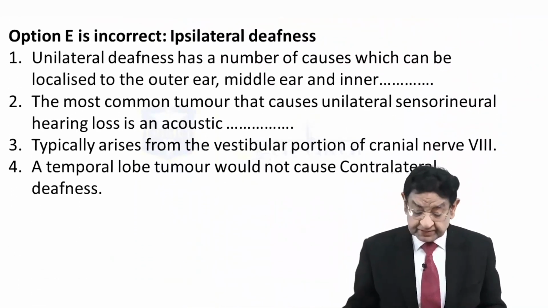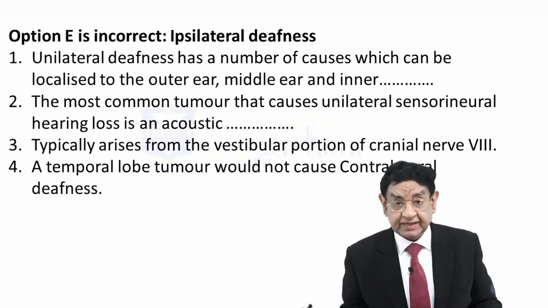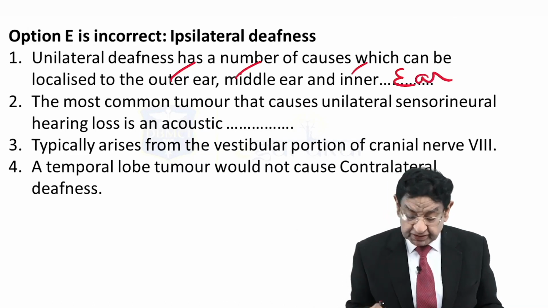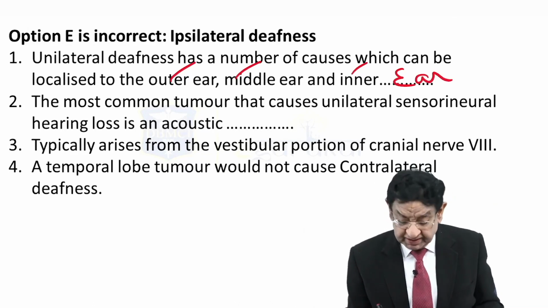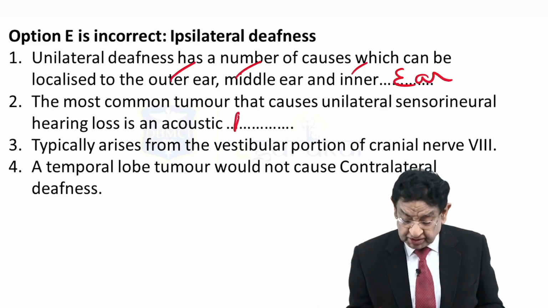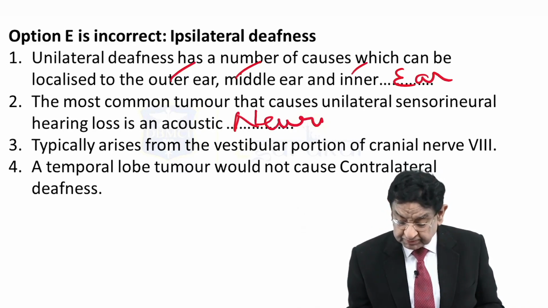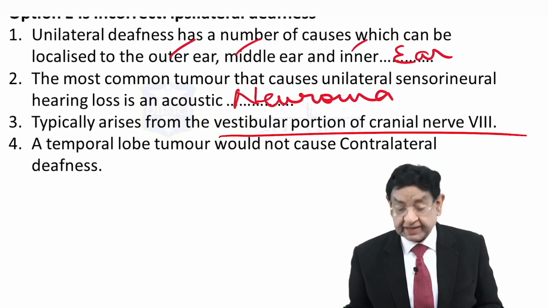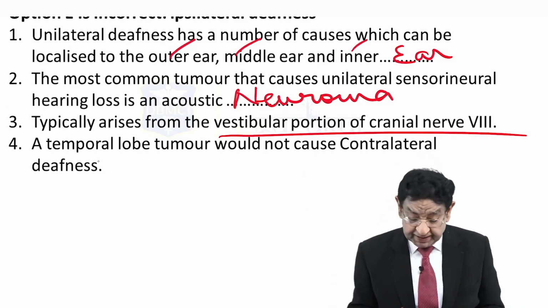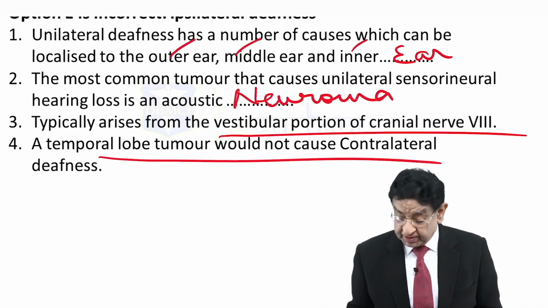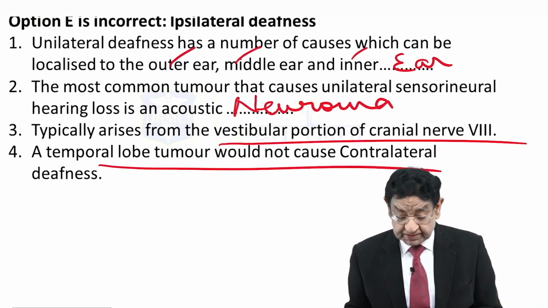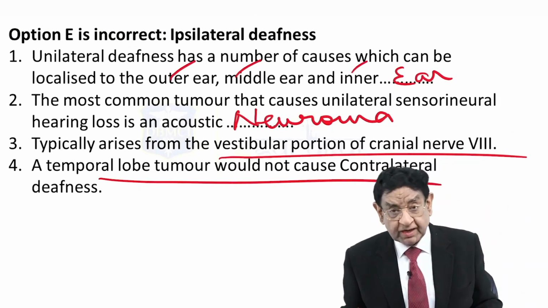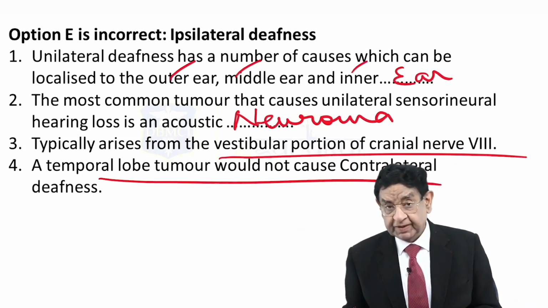Ipsilateral deafness usually occurs due to some pathology in the ear, maybe outer ear, maybe middle or inner ear. And for unilateral hearing loss other than the ear, the most common cause is acoustic neuroma. Classically it arises from the vestibular portion of the 8th cranial nerve. And a temporal lobe tumor usually does not lead to deafness, ipsilateral or contralateral. Deafness is not a feature of temporal lobe lesions.